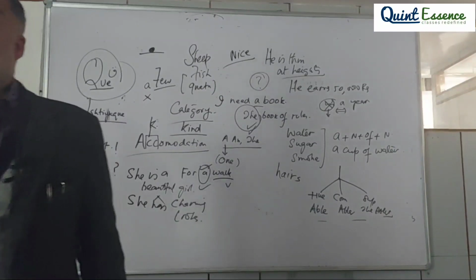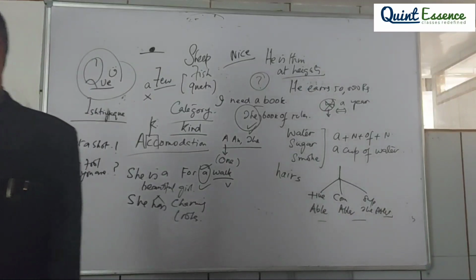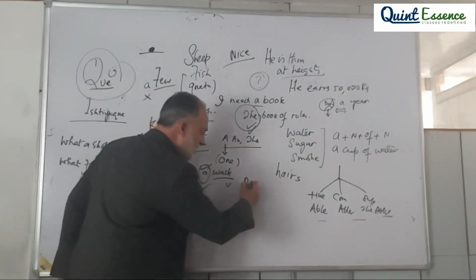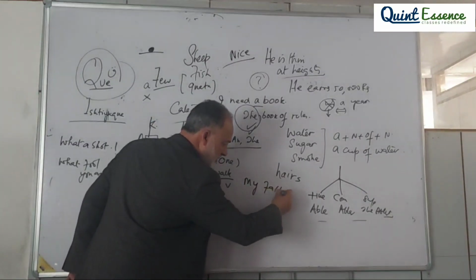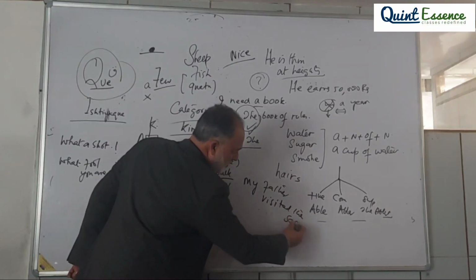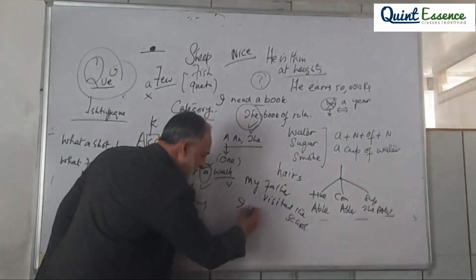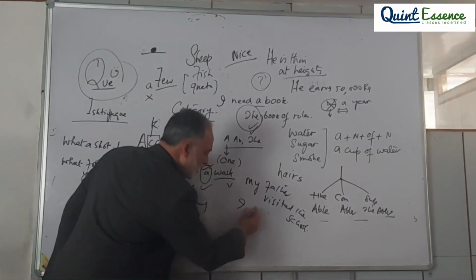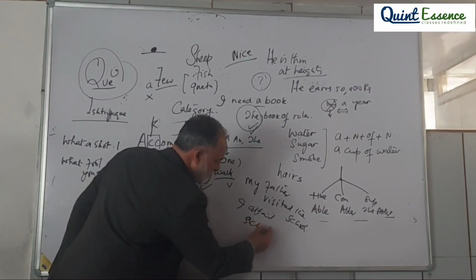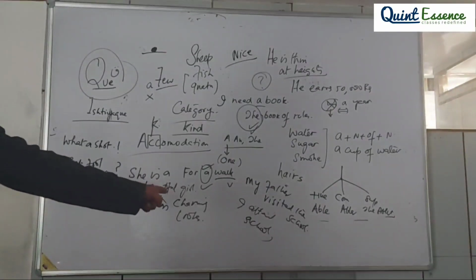Why do we say in the school then? In the school? In the school. Okay. So when you talk of a school, there are two versions. My father visited the school. I attended school. Why the with father and why I without preposition?